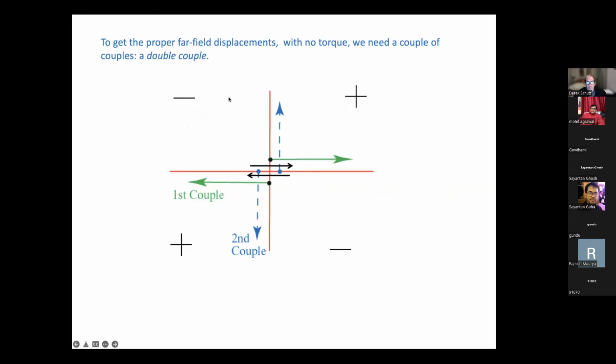So to properly mimic an earthquake, we need a double couple. So we need this green first couple, and then this blue dashed line, a second couple. And if we create these two couples of forces, that can mimic what happens on this fault, which has slip shown by these black arrows.